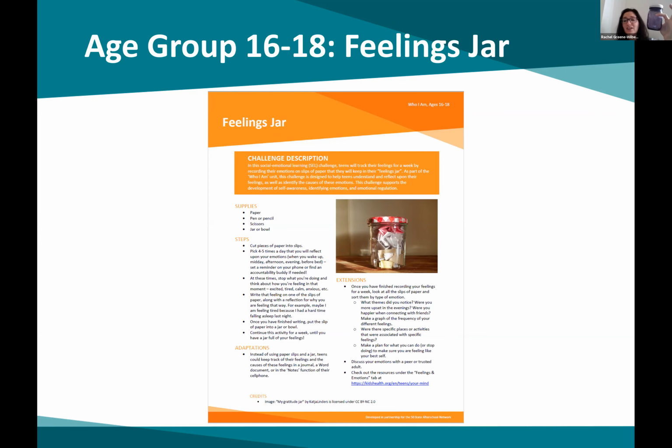I have a mason jar. This could be a bowl, this could be a bag. It can truly be anything that is available to your teens. And then I just cut up a bunch of white paper into slips. You can do construction paper if you want to make it prettier, but this is a very simple way to do it.